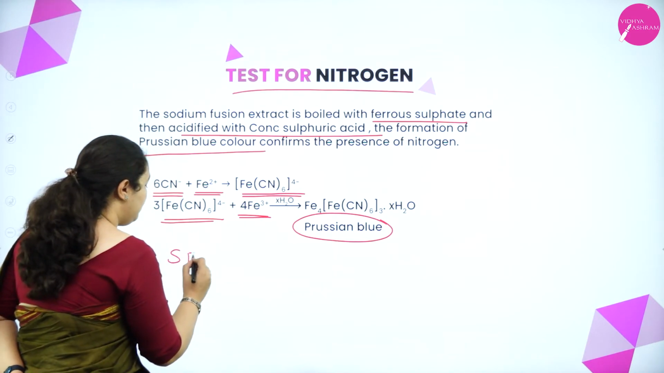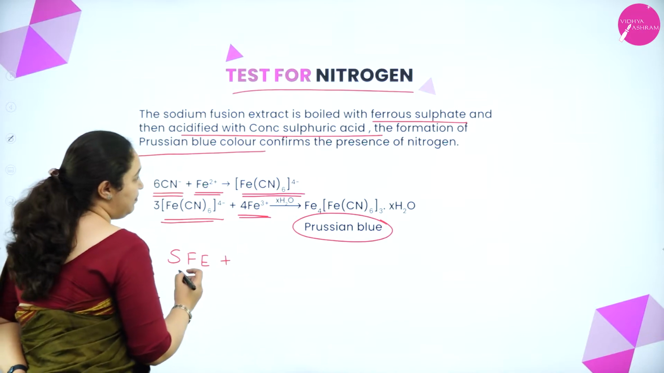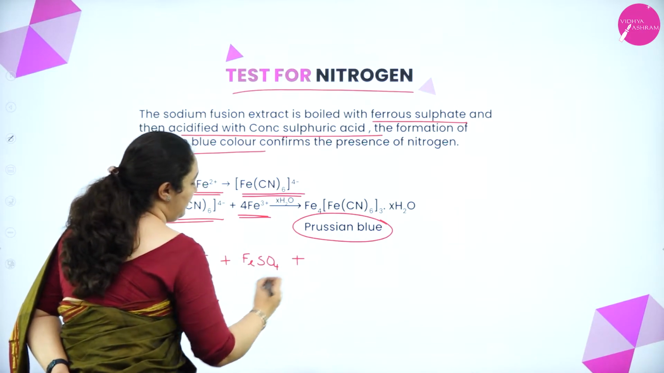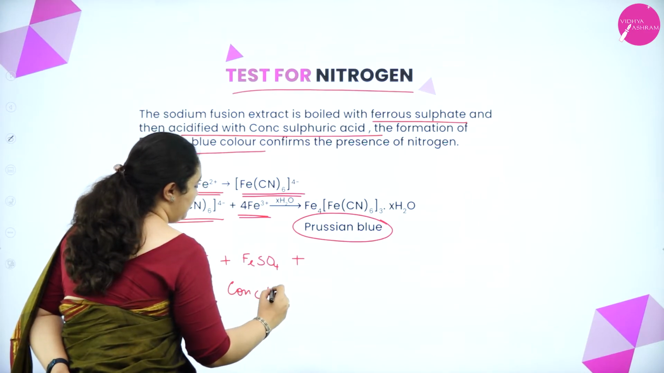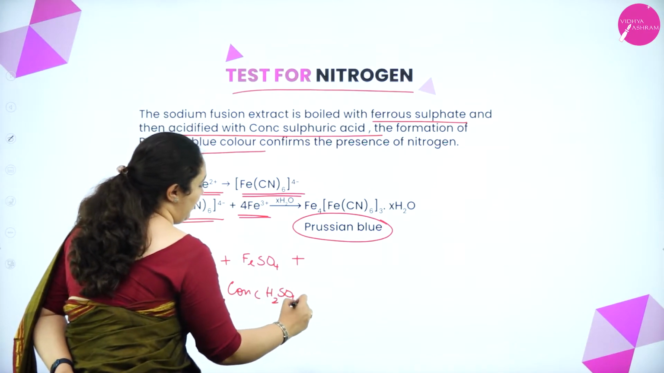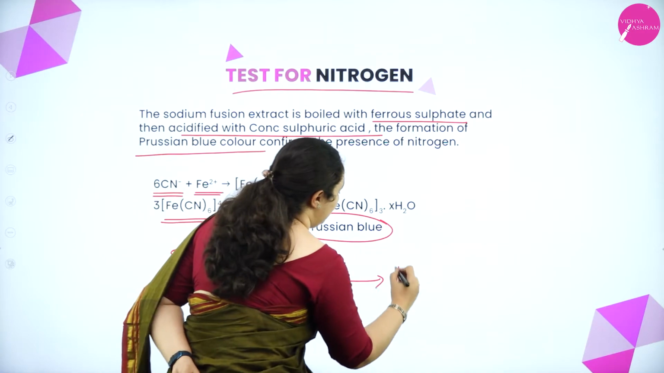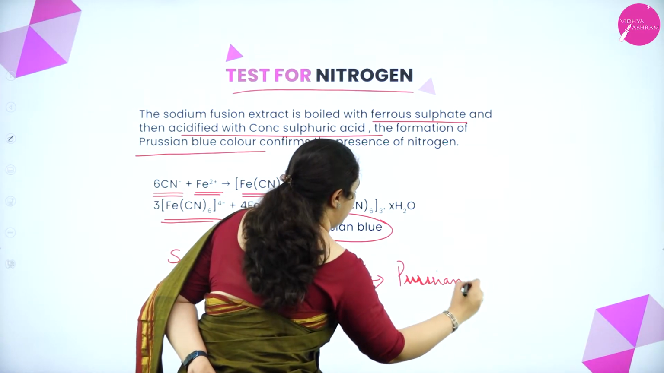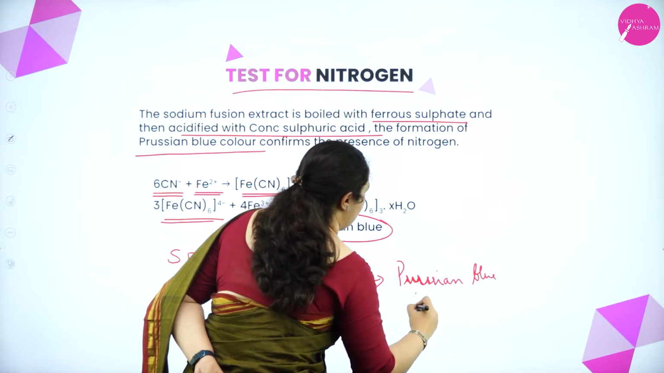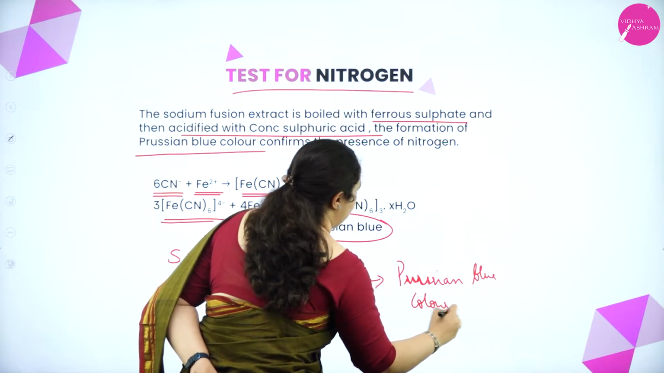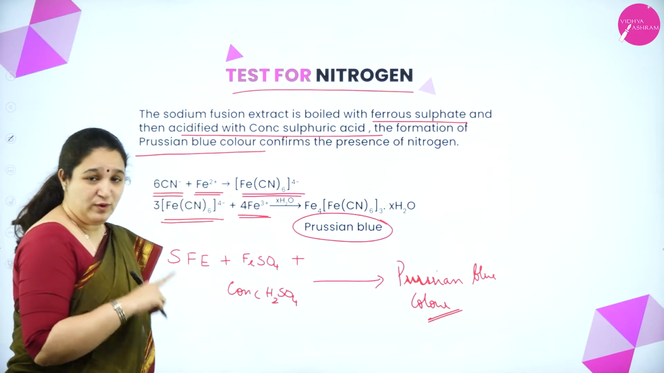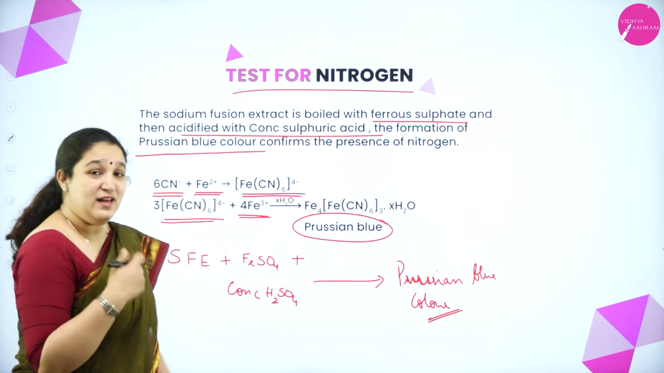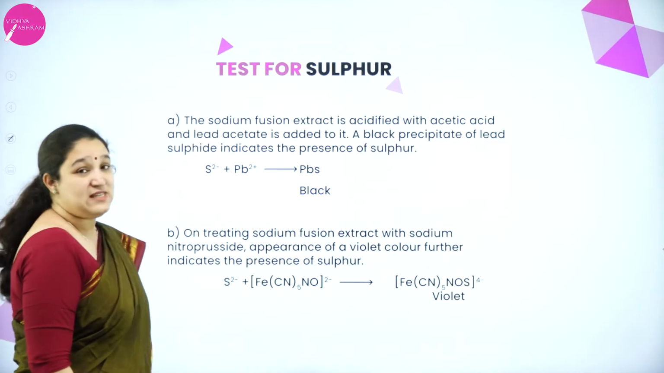So sodium fusion extract plus FeSO4 plus concentrated sulfuric acid, you will get Prussian blue color. If you get Prussian blue color, nitrogen is present. Next test is for sulfur.